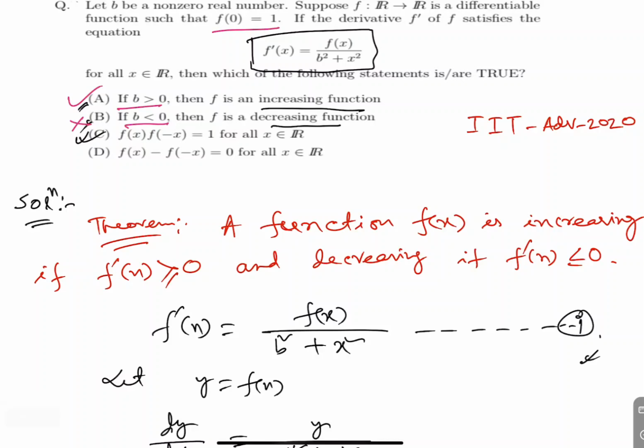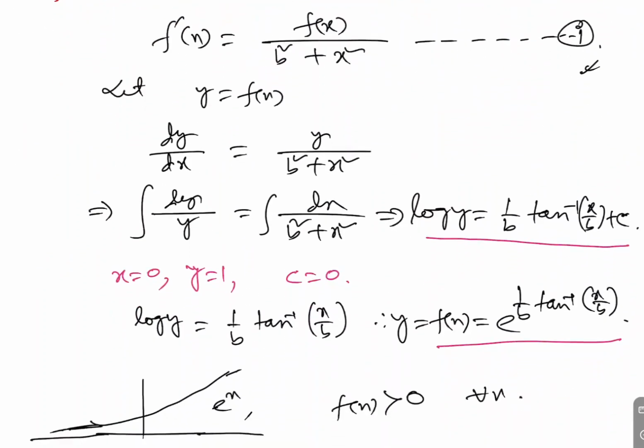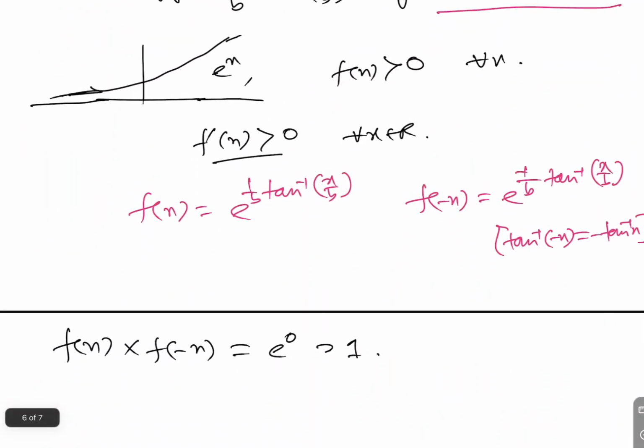So option C is also true. Now we have to check option D, that is whether f is an even function or not. Clearly f is not an even function, because f(-x) is equal to e to the power minus (1/b) tan⁻¹(x/b), which is clearly not equal to f(x). Okay, so option D is incorrect.